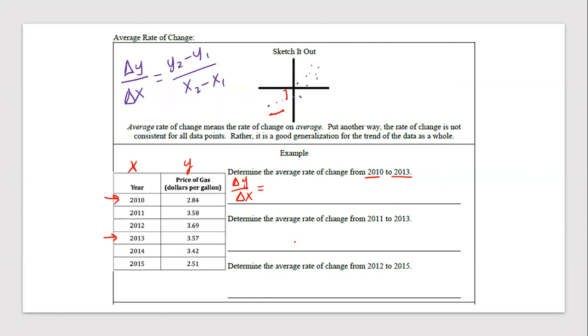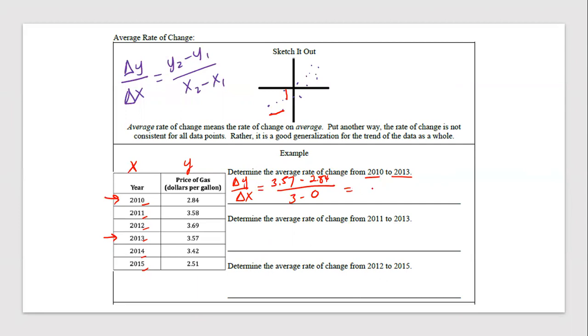What do I do? So my 2 y's are 3.57 minus 2.84, divided by, and now my x's that I'm using, I can use 0 and 3. We can look at the x-axis values 0, 1, 2, 3. How far from 10 are we, right? Okay. If you wanted to, could you do 2013 minus 2010? Yeah, you're still going to get the same thing. Okay.